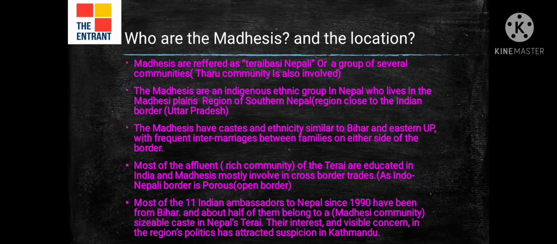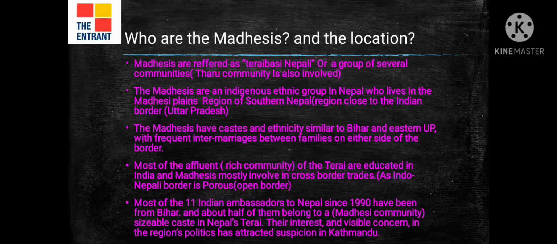In the previous point, it was mentioned that the Madhesi people living in the southern part of Nepal have a lot in common with the people who live in the eastern part of UP and also Bihar, close to the Nepal territory. As intermarriages have been very common between these two regions, a lot of Madhesi community members have been Indian ambassadors to Nepal.